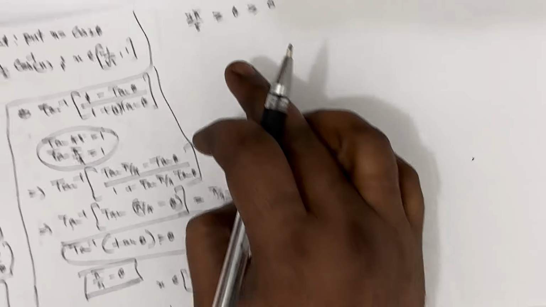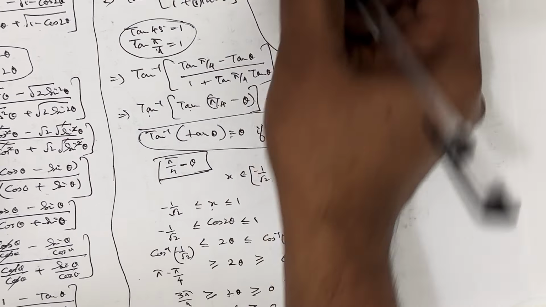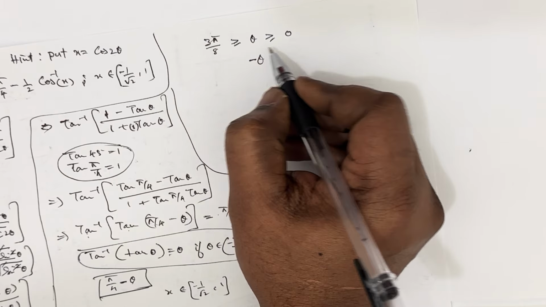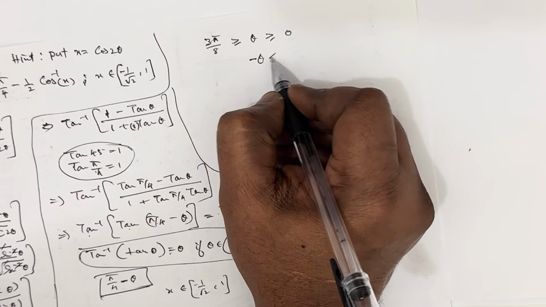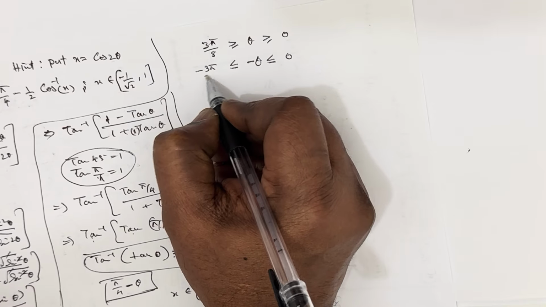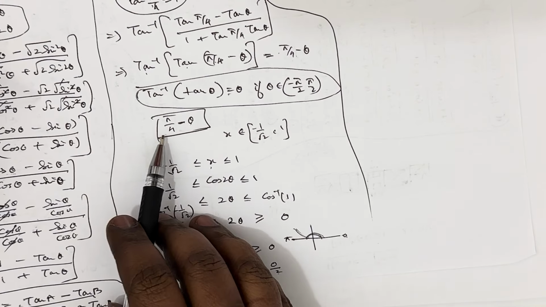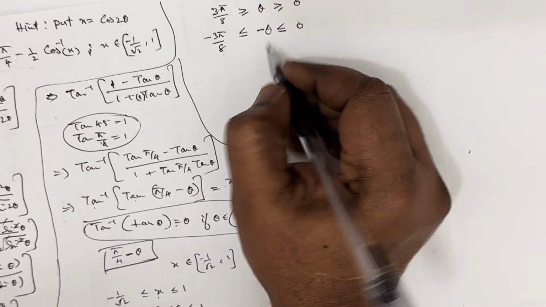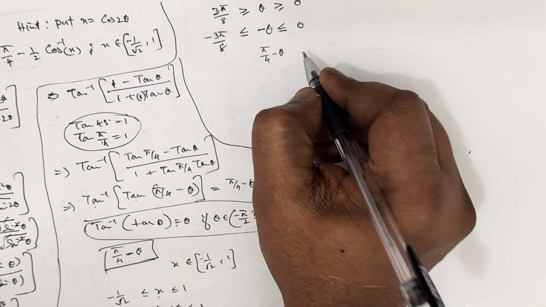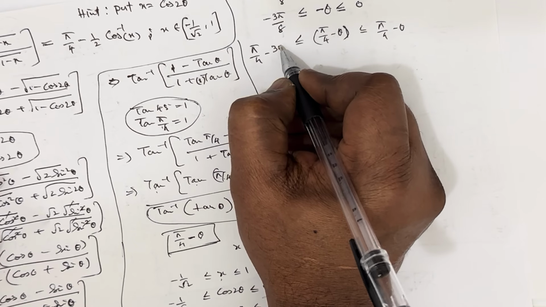Now we found theta, and we have to find pi by 4 minus theta. So let's add minus to theta. Now minus theta is less than or equal to 0, so the inequality changes again, which is greater than minus 3 pi by 8. Now let's add pi by 4 to minus theta. So pi by 4 minus theta, and here also pi by 4 minus 0, and pi by 4 minus 3 pi by 8.